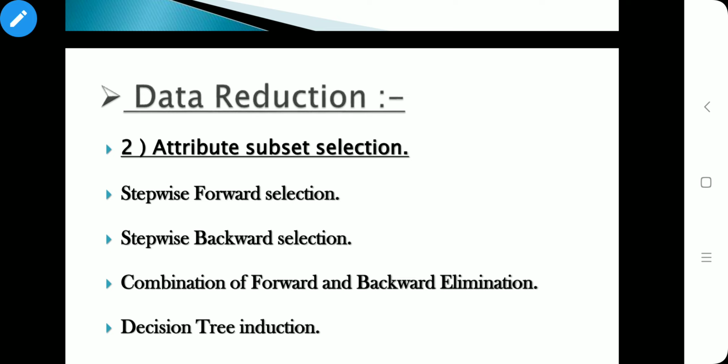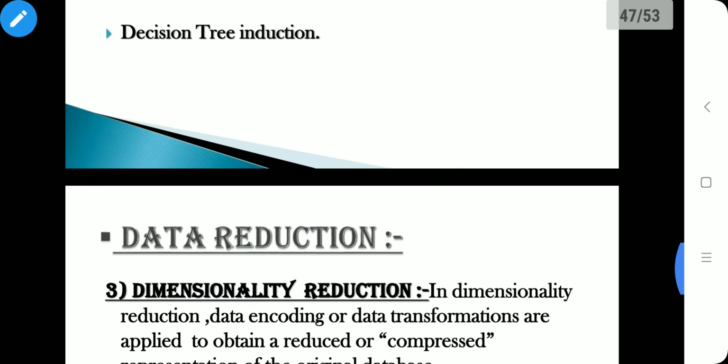So, the attribute subset selection is to find the minimum set of attributes such that the resulting probability distribution of the data classes is close to the original. There are 4 techniques for attribute subset selection: stepwise forward selection, stepwise backward selection, combination of forward and backward, and decision tree induction.